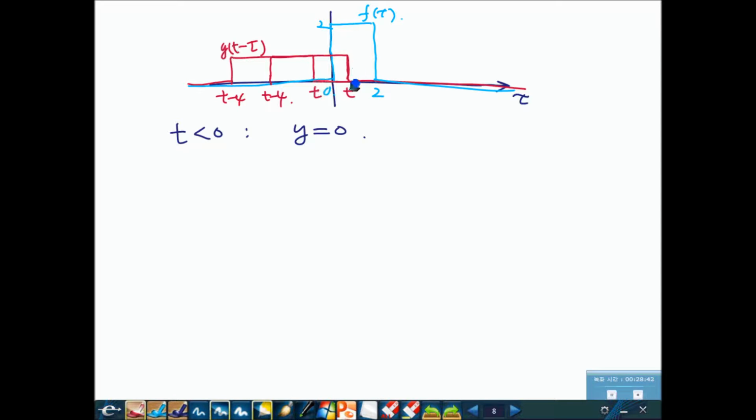And the head of the box or square enters the region 0 to 2, right? Then something happens. The multiplication is not 0, right? It's starting to have some value, and the area appears. From here to here, the area keeps increasing, right? Because as t moves, the area is getting bigger. Okay?